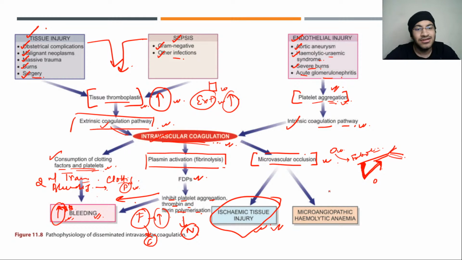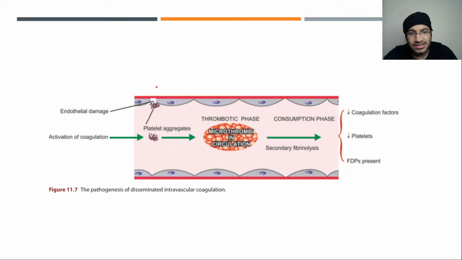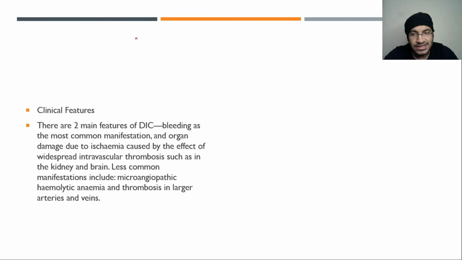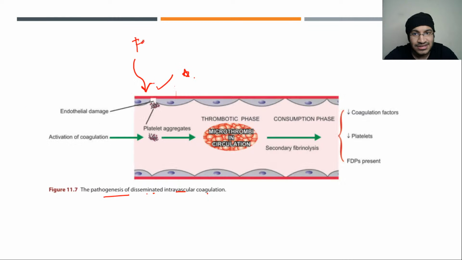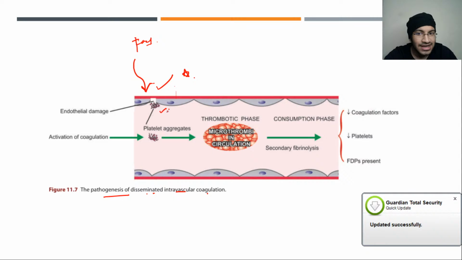Then this microvascular occlusion will also be causing microangiopathic hemolytic anemia, right? Microangiopathic hemolytic anemia. So this is the main pathogenesis of the DIC. So endothelial damage happened, but there was no trauma from outside, because of a few etiologies or factors that will cause the endothelial damage.